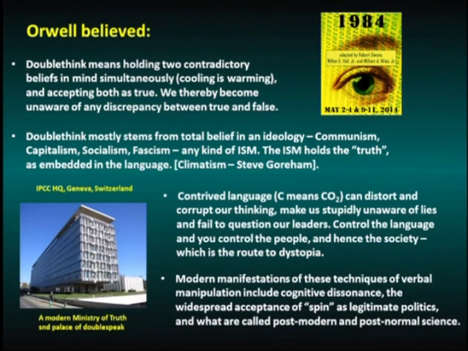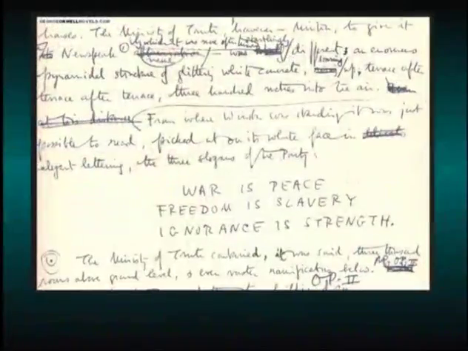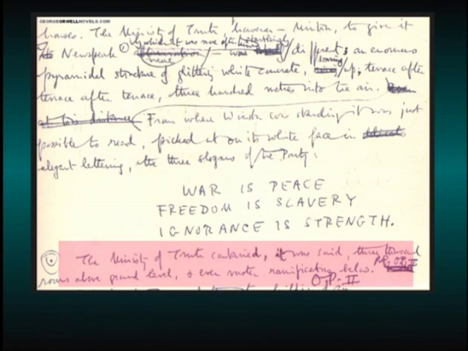Today, we have modern manifestations of these techniques. We've polished them up a bit, but they're essentially exactly as Orwell described them. Modern manifestations include verbal manipulation, cognitive dissonance, the widespread acceptance of spin as legitimate politics, and what are called postmodern and post-normal science. Very little of Orwell's handwritten originals survive, but this is one small part that does. And down here we see the Ministry of Truth contained. It was said 3,000 rooms above ground level, and many more than that below.